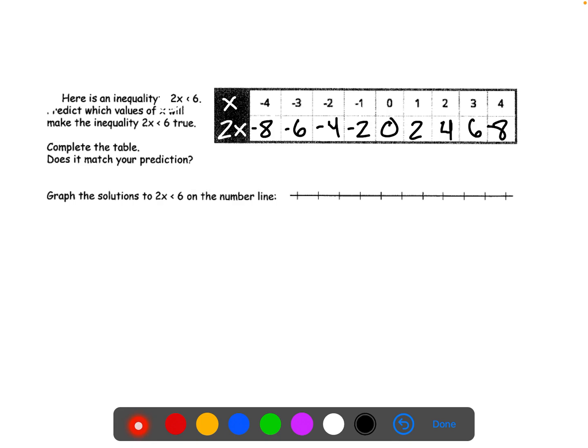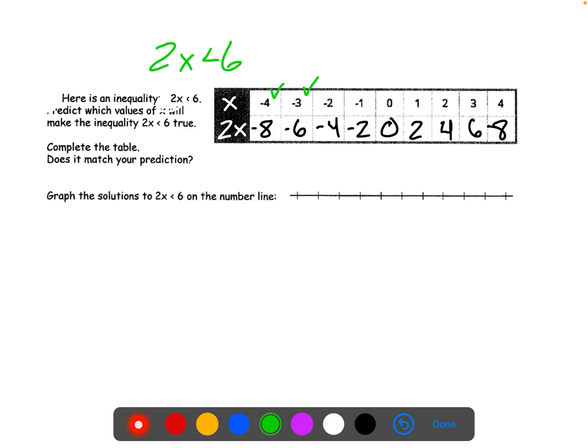So we need to determine the correct answer choices. We look at our original inequality, which was 2x is less than 6. That means that our 2x calculation, our bottom row here, has to be a value less than 6. Okay, -8 is less than 6, so that one works.